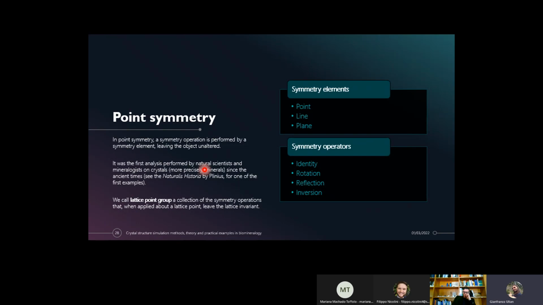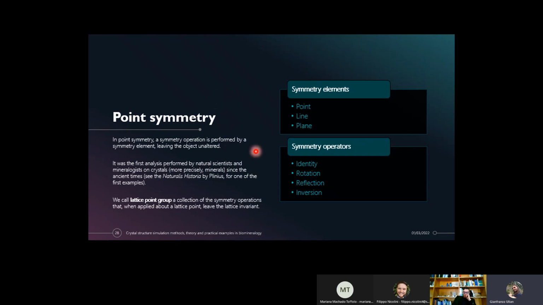So we saw the translational symmetry, the repetition of the nodes in free space, the repetition of a pattern. We described a pattern in a three-dimensional space. Now let's see the point symmetry, so the symmetry of the object, for example, the symmetry of the basis.